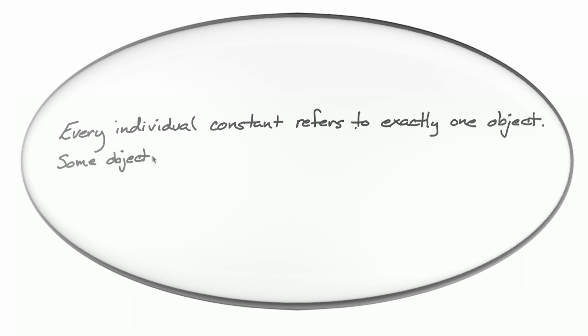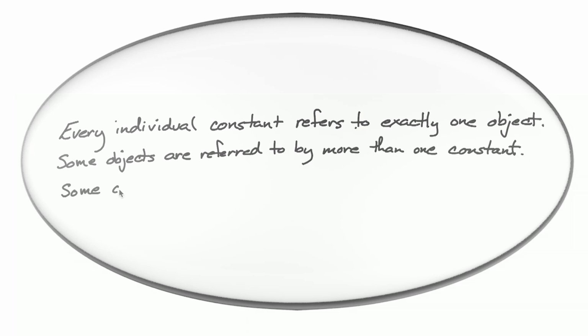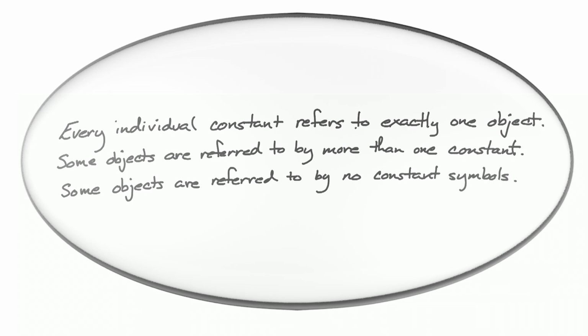Here are these rules summarized. We'll say, first of all, in FOL, we assume that every individual constant refers to exactly one object. Some objects are referred to by more than one constant, and some objects are referred to by no constant symbols at all. Those are the objects that don't have names in the language.